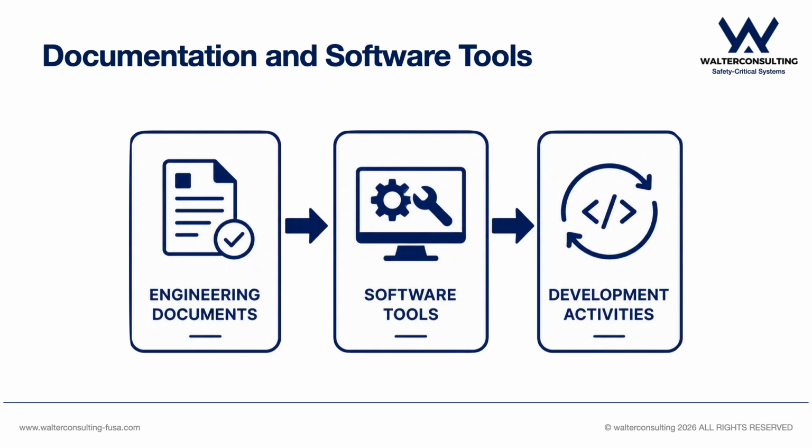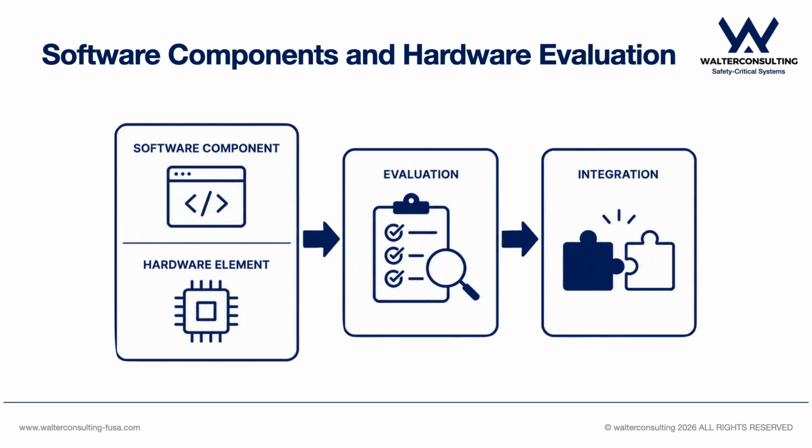Another important topic concerns the reuse of existing software components. Not every project starts completely from scratch. Existing software components are often reused across multiple projects. Part 8 provides guidance for evaluating and integrating these components within safety-related systems. It also addresses the evaluation of hardware elements that may already exist before the current development project begins. These supporting activities help organizations reuse proven solutions while maintaining confidence in functional safety.